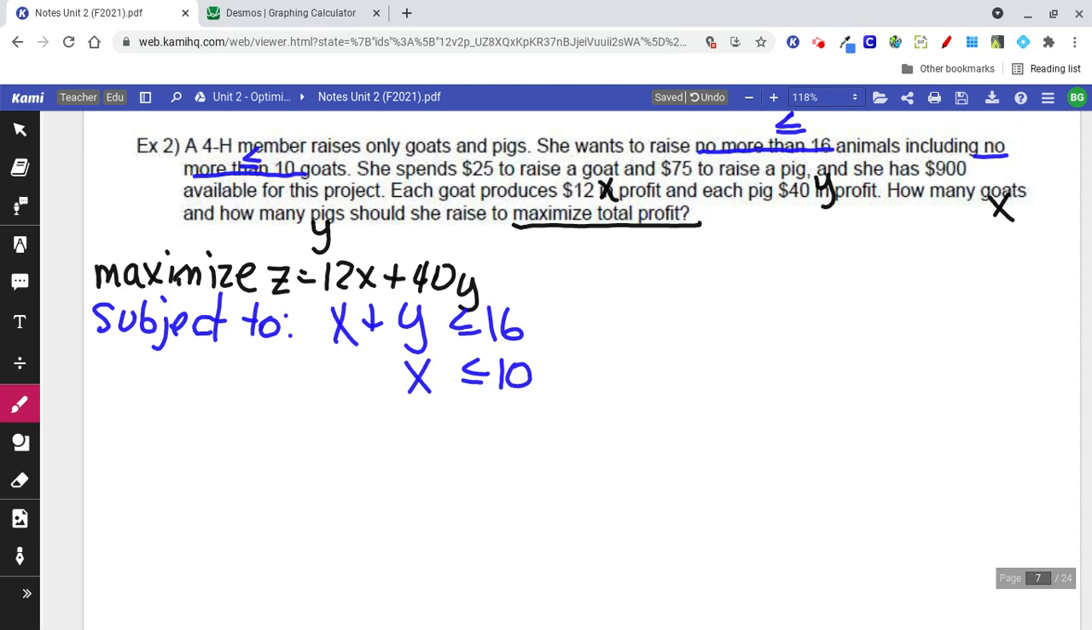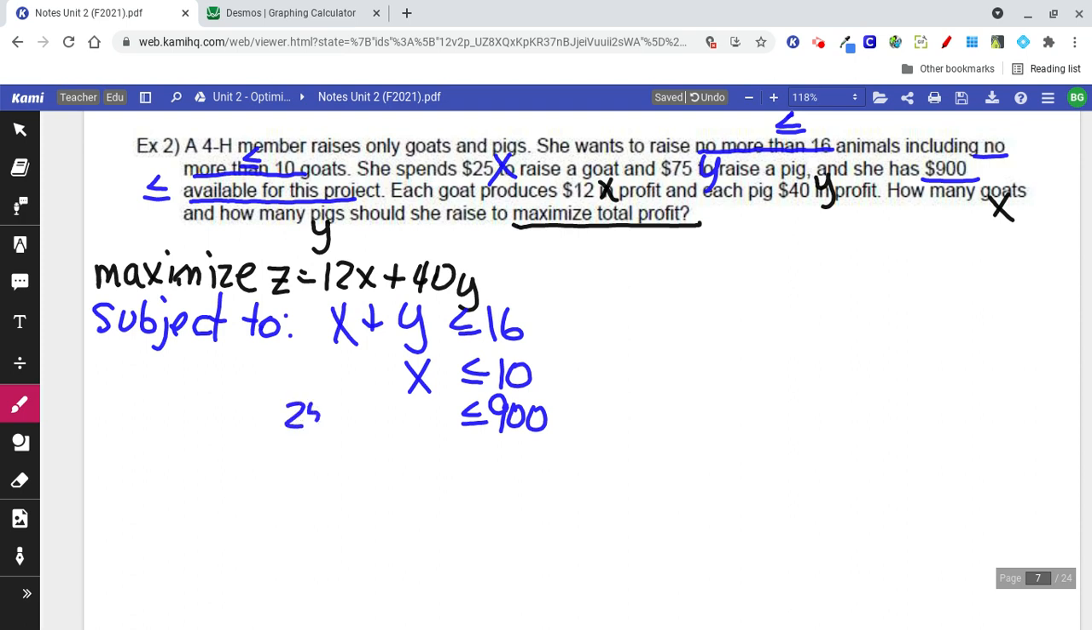She spends $25 to raise a goat and $75 to raise a pig, so we've got 25X and 75Y, and she has $900 available for this project. So here's where you have to read between the lines again. $900 available for this project means she could spend $899, but she can't spend $901. So you're supposed to recognize that that means less than or equal to. So the money available is less than or equal to $900.